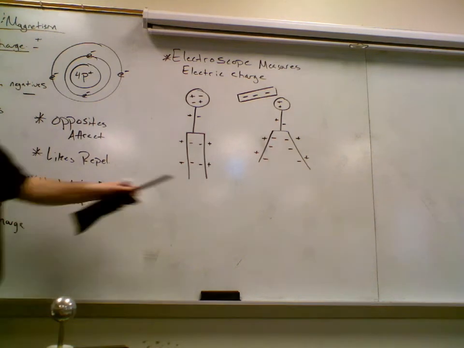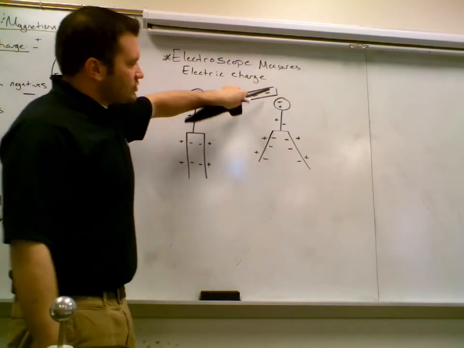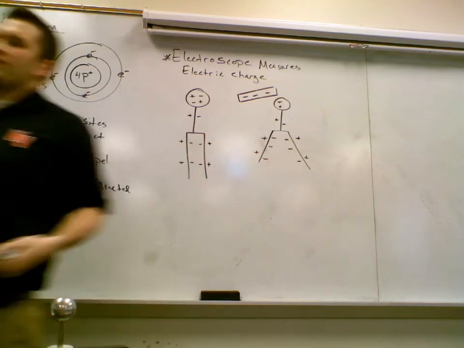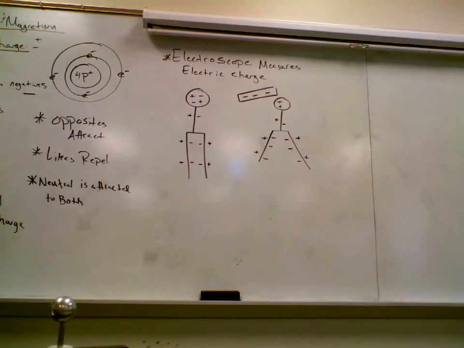But then once this negative rod gets brought close, the electrons flee, and now each leaf has an overwhelming negative charge. So then they push apart. They repel. Does that make sense? Any questions, guys? And it all goes back to like charges repelling each other.